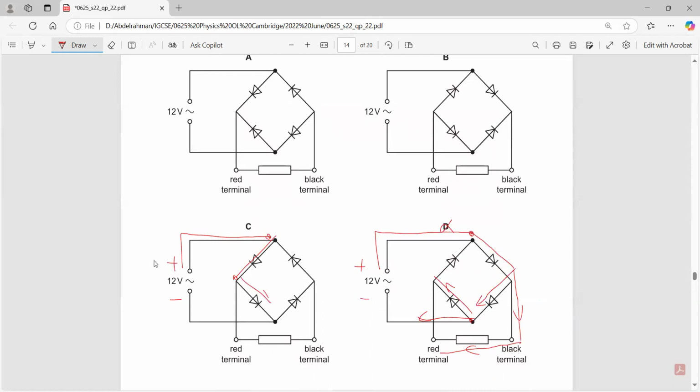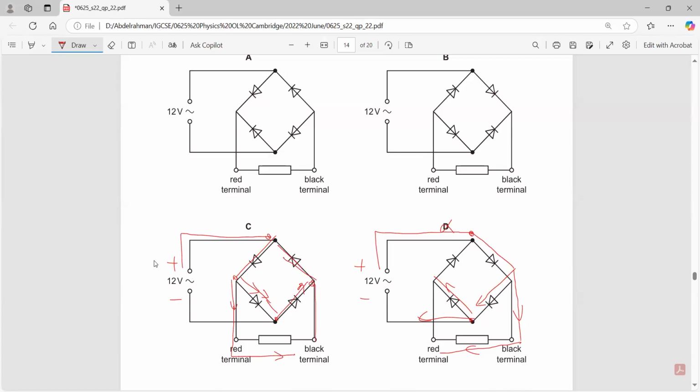It can move this way or it can move in this way. It can move in two directions. So what happens if it moves from the red terminal? Okay, it would pass from the red terminal. But the problem is that some of the current is passing from this point. It will pass again to this point, and then they will both meet at this end.